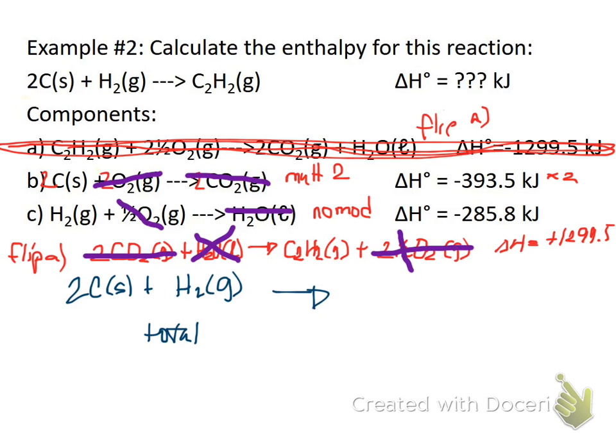Is there anything left over on the right side? C2H2 gas. I'm going to get my highlighter now, and let's see what we made. How does that compare to the equation that we were trying to get on top? It is exactly the same. This is amazing. This is truly astounding.